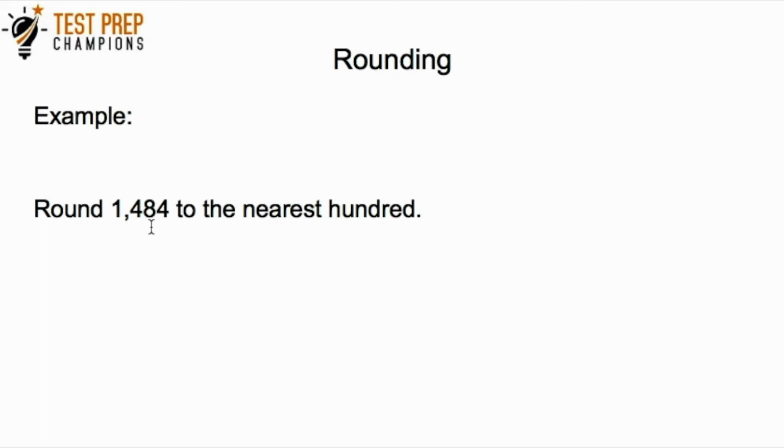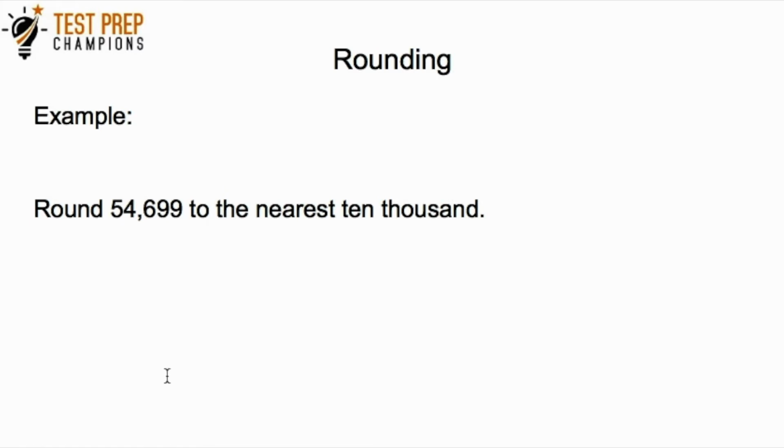So what we want to do is we're going to have to round up. So all we do is we're going to go back to the 4, and we're going to bump that up to a 5. Then the last step is we're going to make everything to the right of that 5 zeros. So 8 gets replaced with a 0, 4 gets replaced with a 0 here, and so the answer is 1,500.